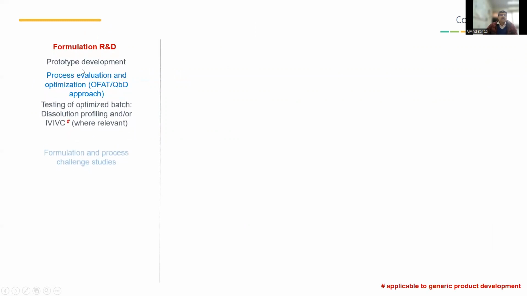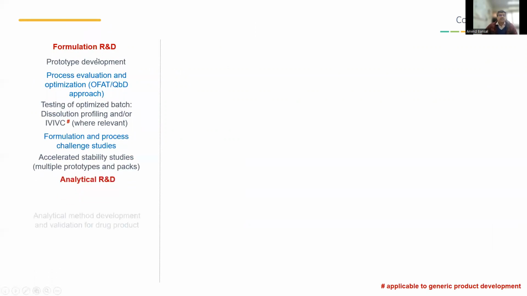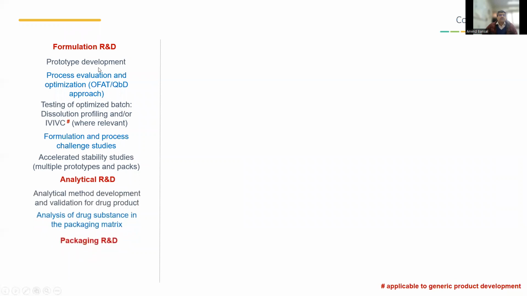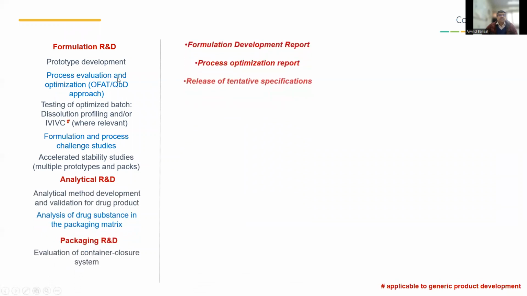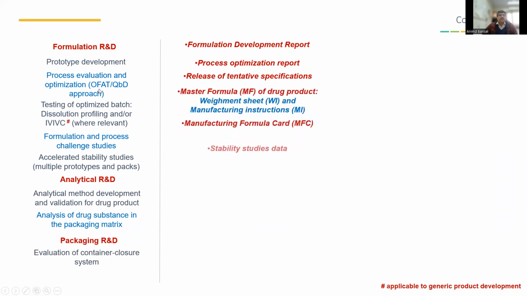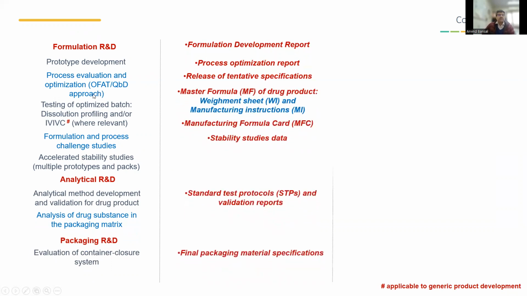The activities that are carried out by the formulation R&D in stage 2 involve the product development, process evaluation and optimization using one factor at a time or QbD approach, testing of the optimized batch, dissolution profiling and or in vitro in vivo correlation where relevant, formulation and process challenge studies, accelerated stability studies in multiple prototypes and packs, so that the final prototype and the final pack can be selected based on these studies.